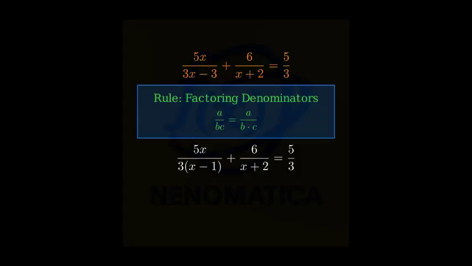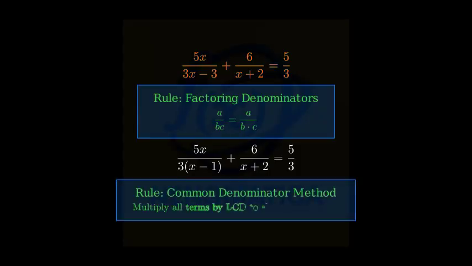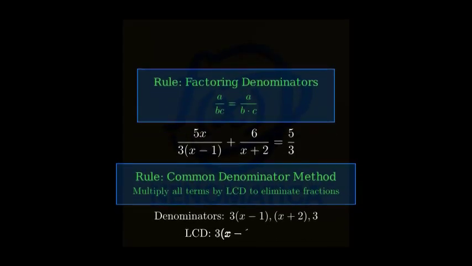Now, we'll solve this step by step following a specific algorithm. The first step is to multiply both sides of the equation by the common denominator of all fractions. This will eliminate all fractions from our equation. The denominators in our equation are 3 times (x minus 1), x plus 2, and 3. We need to find the least common denominator, which would be 3 times (x minus 1) times (x plus 2).